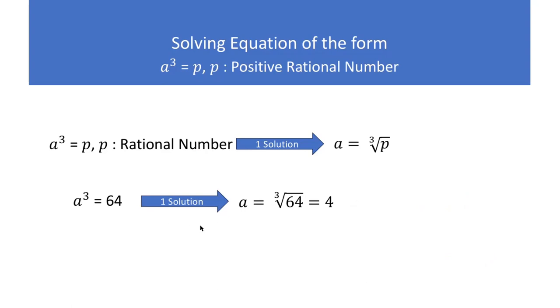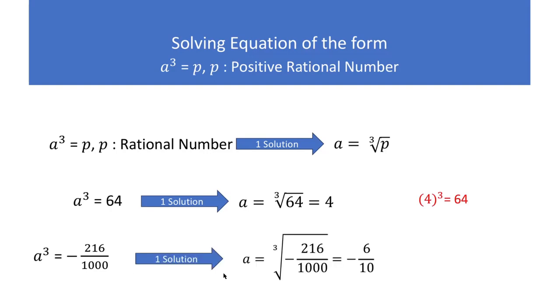One solution, a is equal to the cube root of 64, which is 4, because 4 times 4 times 4 gives you 64. Another example, a cubed is equal to negative 216 over 1000. One solution, the cube root of this number, negative 216 over 1000, gives you negative 6 over 10. Now, if you take negative 6 over 10 times itself 3 times, you get back negative 216 over 1000.